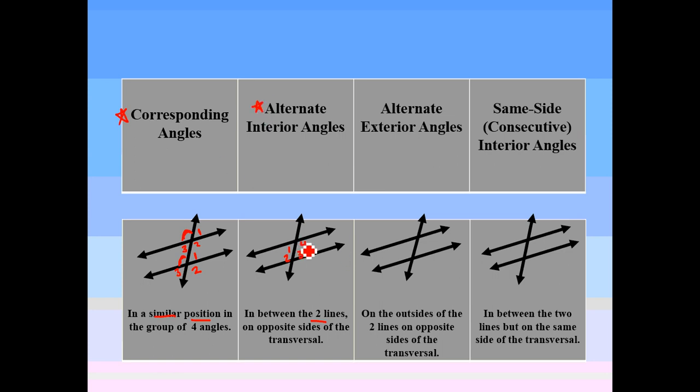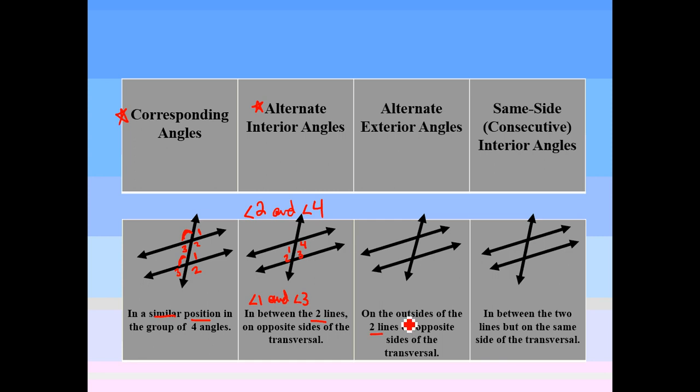So alternate interior angles would be, for example, angle 1 and angle 3. Those two are alternate interior angles because they are in between the two lines and on opposite sides of the transversal. And then you can also say that angle 2 and angle 4 are alternate interior angles. Again, because they are in between the two lines and on opposite sides of the transversal.